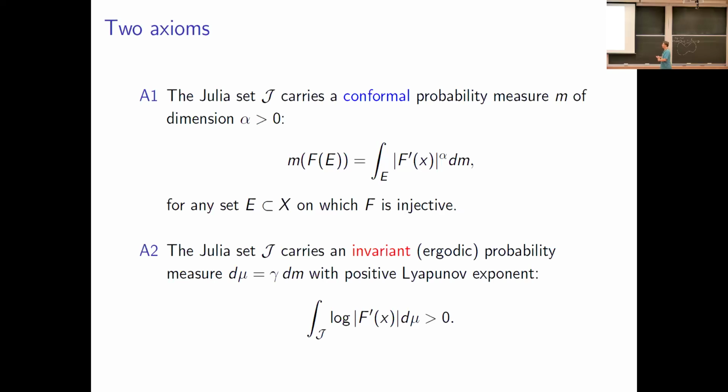Our second assumption is that the Julia set also carries an absolutely continuous invariant probability measure, which we call mu. And we ask that the Lyapunov exponent is positive. The Lyapunov exponent measures the average rate of expansion along forward orbits. So we make those two assumptions on the rational map.